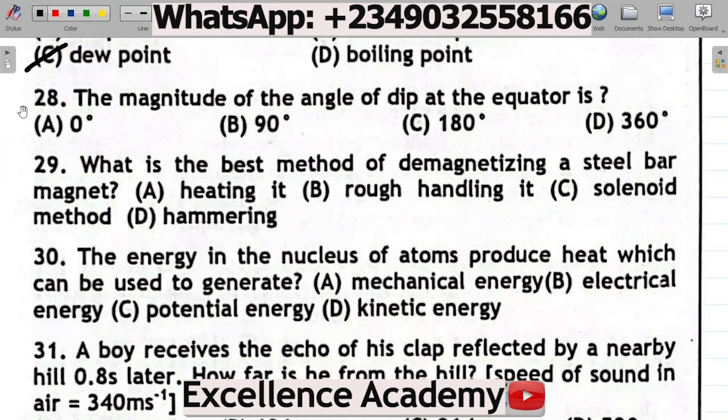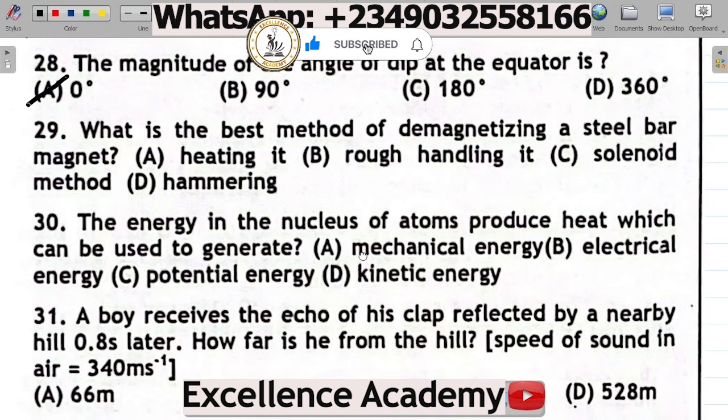All right, moving on, question 28. 28 says the magnitude of the angle of dip at the equator is A, 0 degree, B, 90 degrees, C, 180 degrees, D, 360 degrees. For this question, the correct answer is A, 0 degree. You want to note that at the equator, magnetic field lines are horizontal. Since they are horizontal, the angle of dip becomes 0. So A, 0 degrees, is the correct answer.